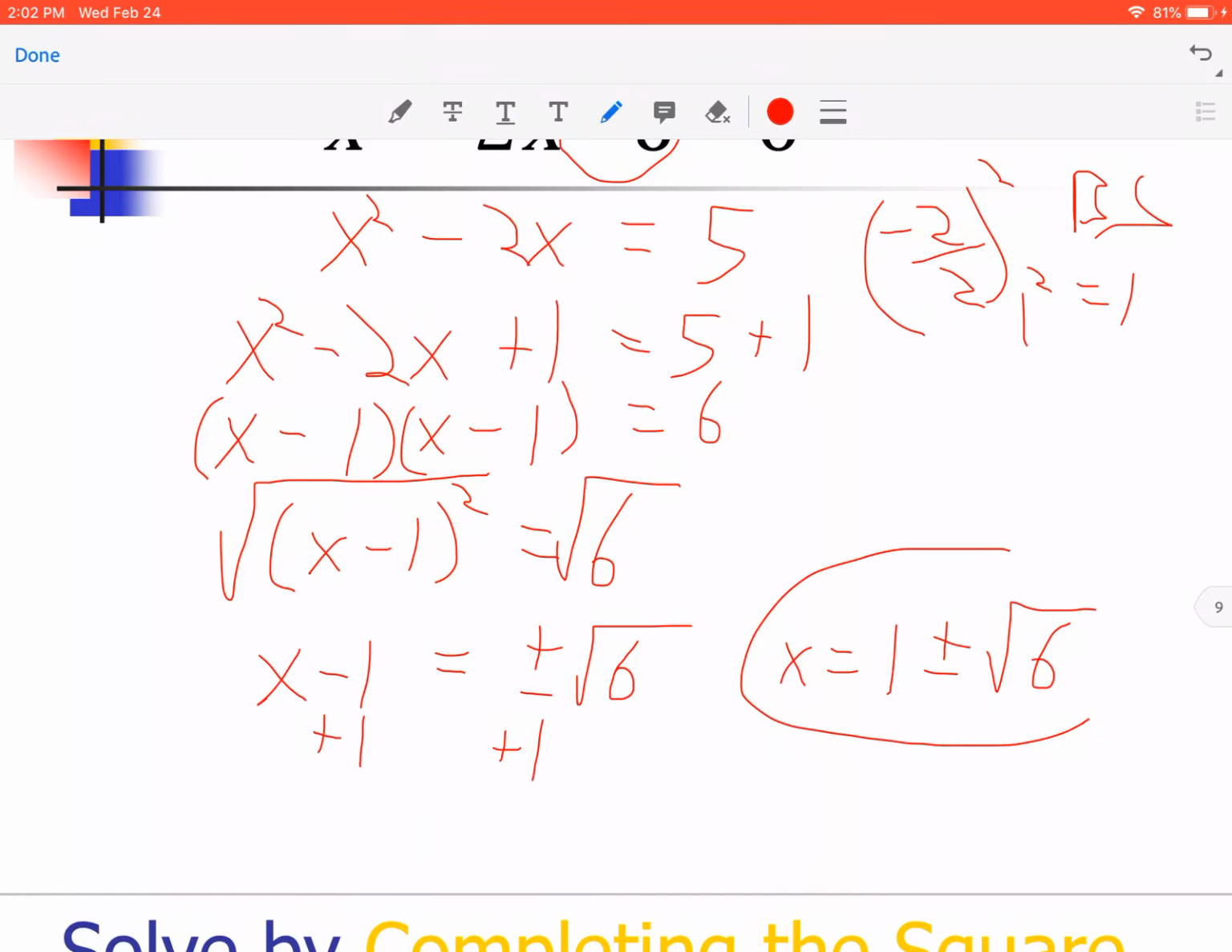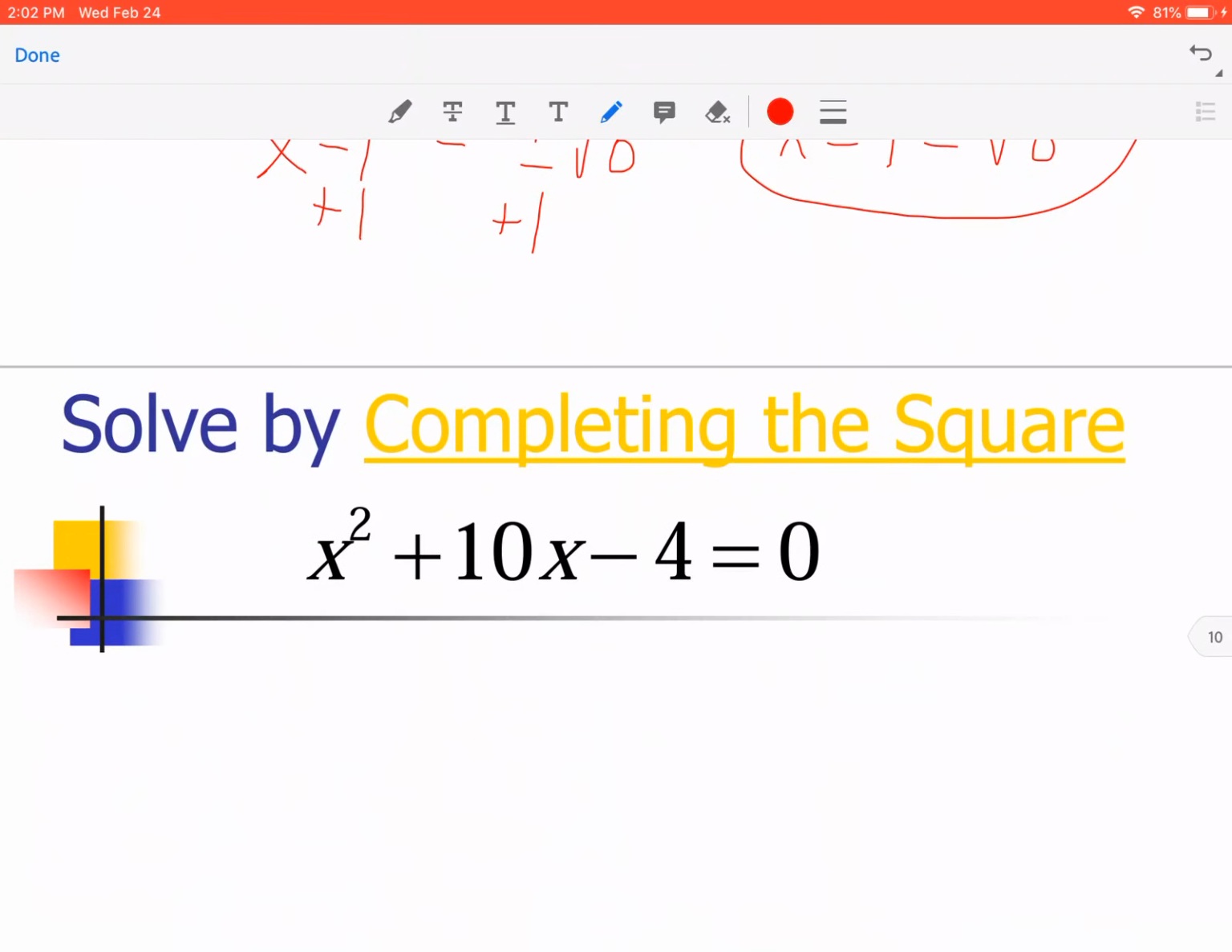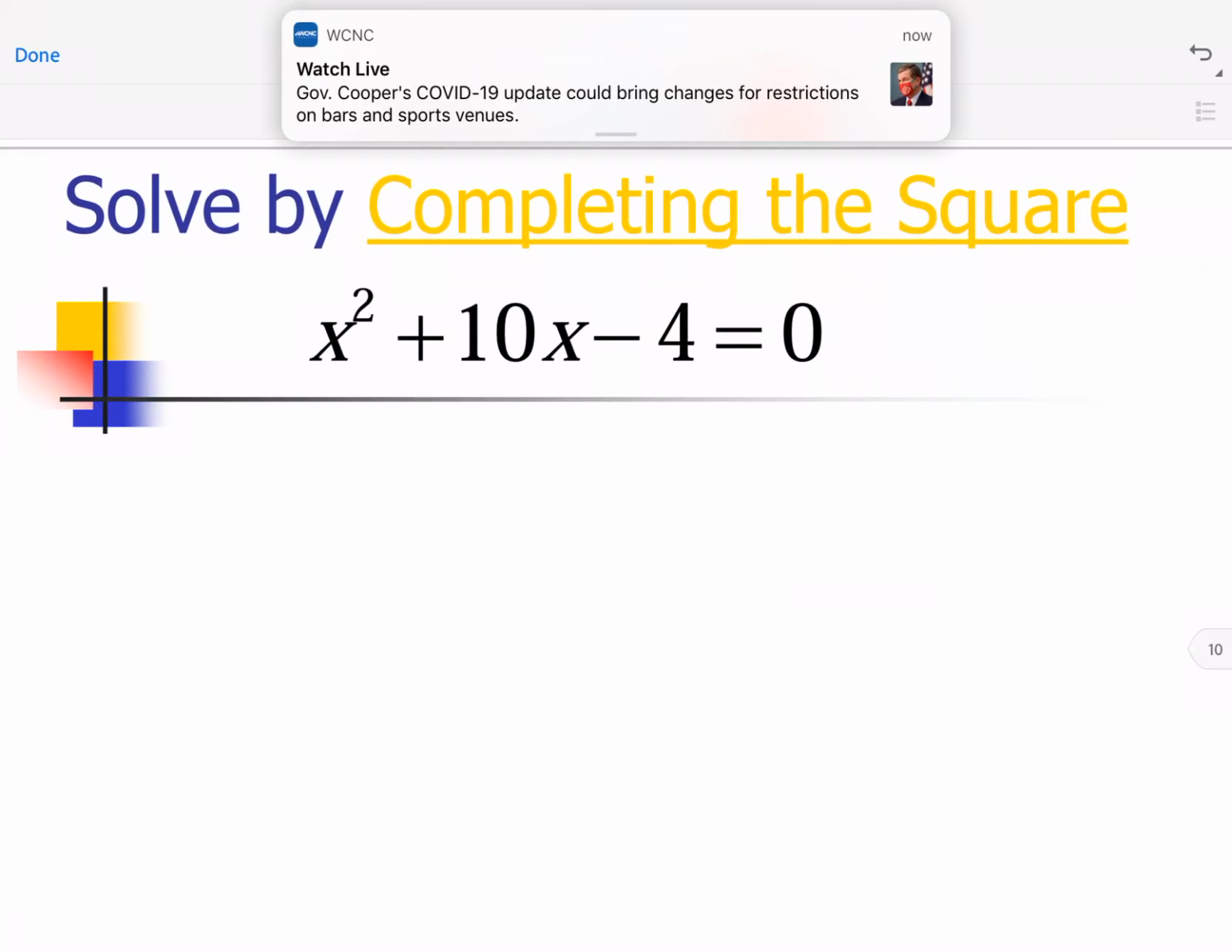If you did quadratic formula, it would take you longer, but you'd still get the same answer, okay? All right, and again, that answer right there means there's going to be two solutions. They're just not going to be great numbers. They're going to be irrational numbers, all right?